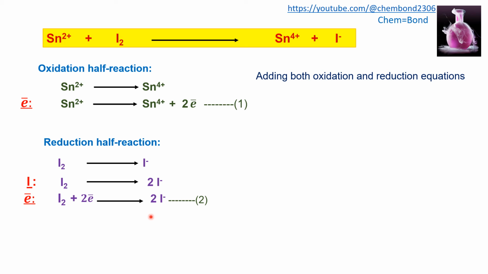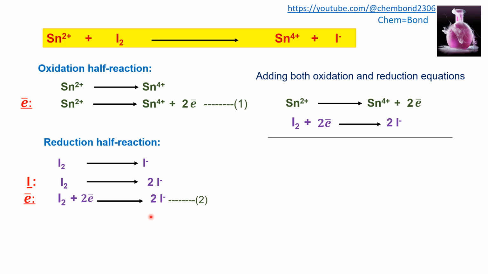Now we will add both the equations. Electrons and electrons will cancel out and we will get tin plus 2. It will combine with iodine and it will produce tin plus 4 and 2 iodide anions. So this is the balanced redox equation.